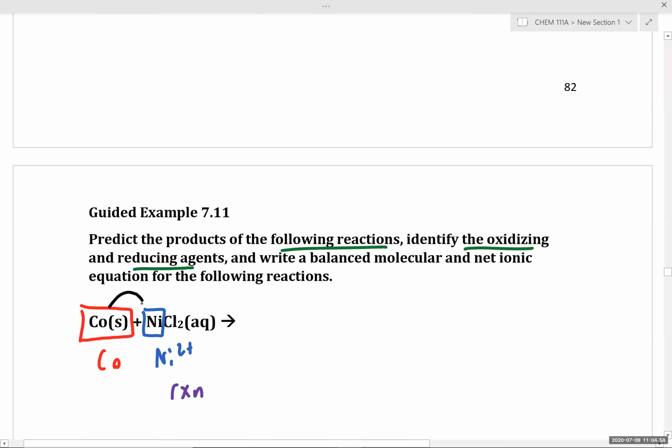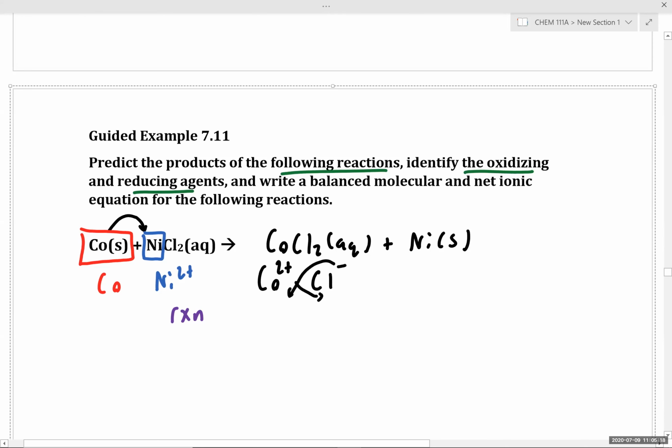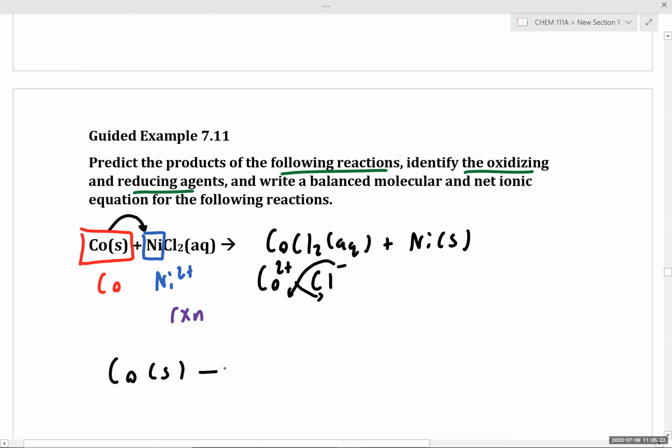So now cobalt displaces nickel. So we have cobalt 2+ and Cl-. We cross our charges. That gives us CoCl2 aqueous plus nickel solid. Now, if we want to break this down into half reactions, we have cobalt solid going to cobalt 2+ aqueous.